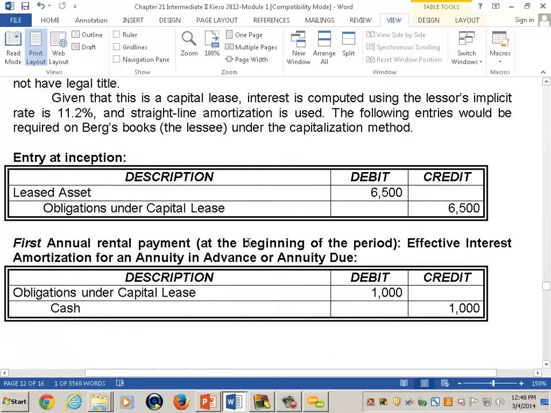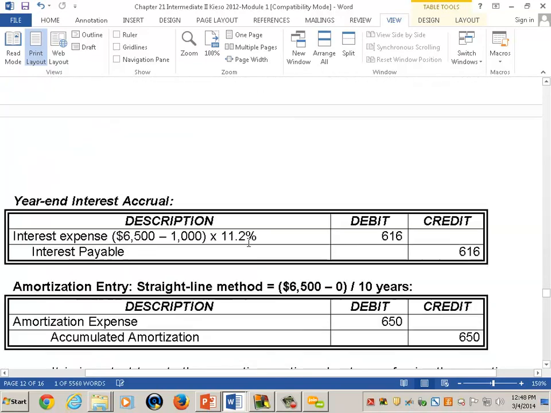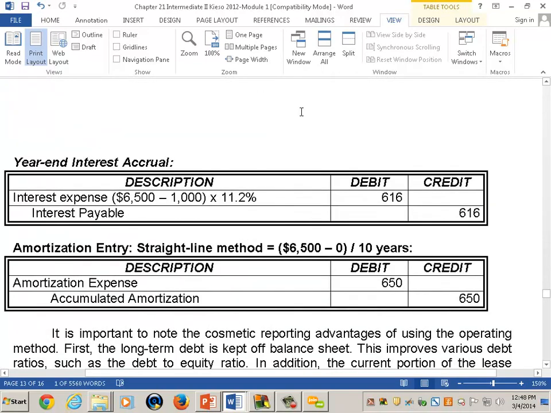Okay. Now, at the end of the year, we have to accrue interest. And what I want you to be sure to notice is that when you have amortization using an annuity in advance, and I'm going to go over this again with a table, the payment comes off first, so that only $5,500 is subject to interest. So the interest is $616. Debit interest expense, credit interest payable.